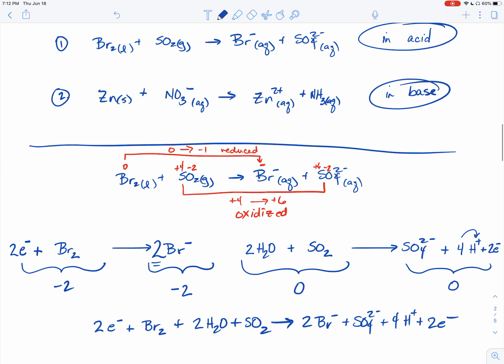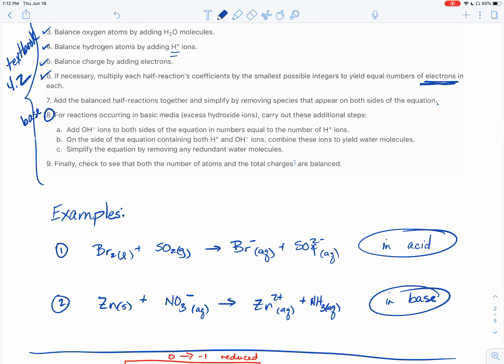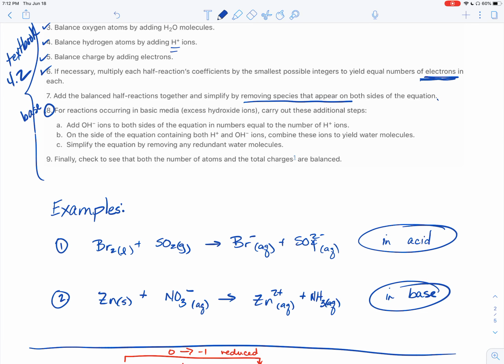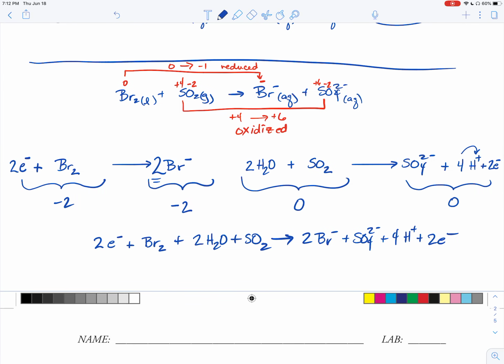Once you have added those together, it says remove species that appear on both sides. So anything that appears on both sides that is literally exactly the same, down to the charge. The only thing available that looks like that is our electrons, 2 electrons on both sides. Everything else is something slightly different, maybe a charge or how many oxygens. So we're going to cut these out, and then what is left over?